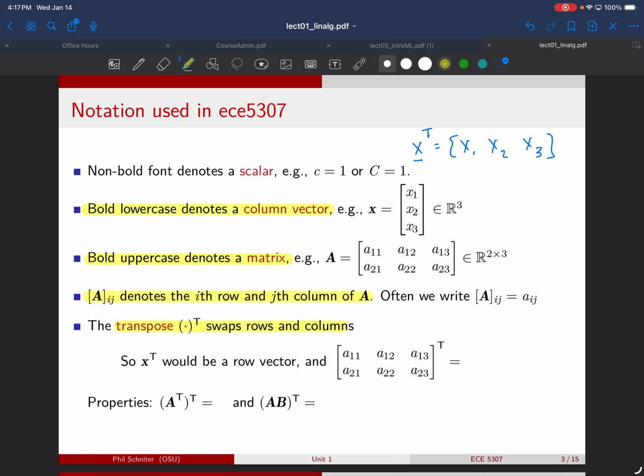So we talked about up here, if I have column vector x defined this way, and I transpose it, it just flips this quantity around. If I have this matrix A from above, and I transpose it, then the first row ends up turning into the first column, and the second row turns into the second column.